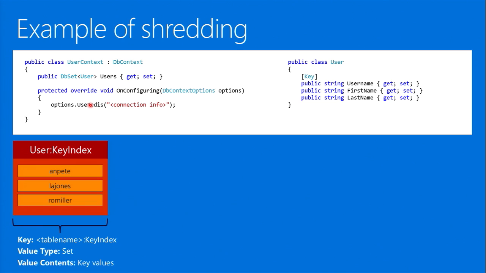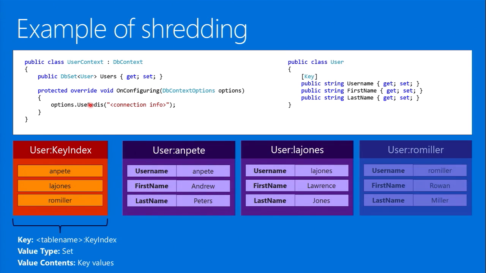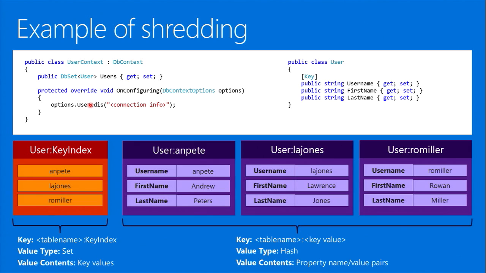So if we want to get a list of all of the keys that exist for this given entity type, we would pull the value out of this key, and it would probably be an ordered set with all of the different primary keys in it. And then we'd have other key value pairs, which would use the hash value type to store the properties and their values shredded into a value. And so given the key index, we could work out that there's a user called Roe Miller, and then go and look up the appropriate value and use the hash from that value to materialize it back into the entity type.